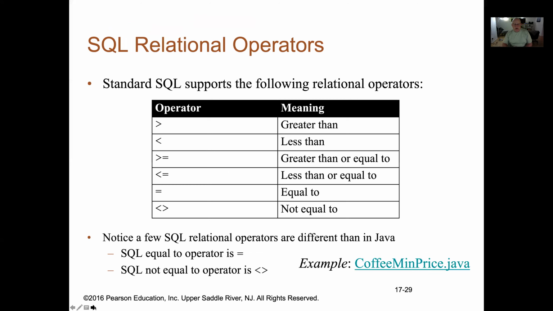These are your standard SQL relational operators: greater than, less than, greater than or equal to, less than or equal to, not equal to. Notice a few SQL relational operators are different than in Java. The SQL equal to operator is a single equals sign. The SQL not equal to operator is the less than and greater than symbols together.